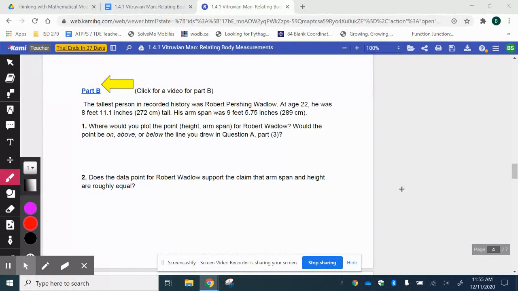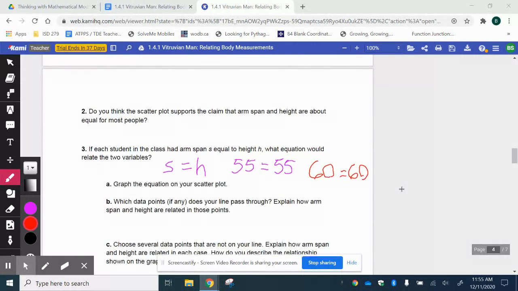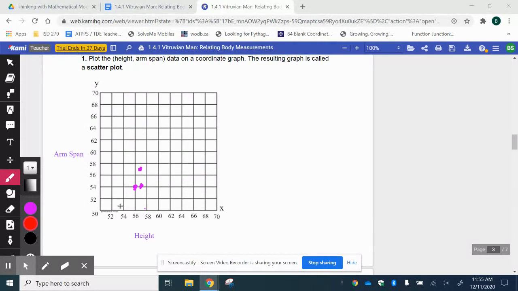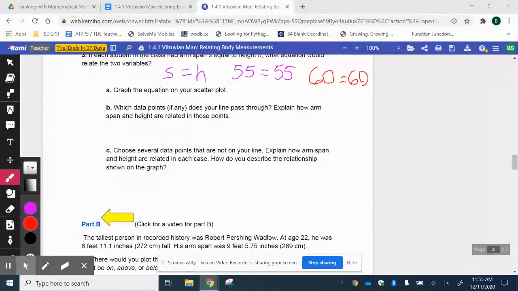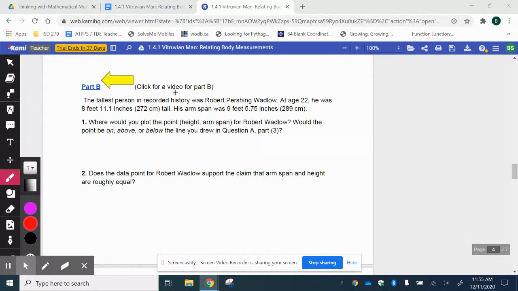Question 1 asks, where would you plot the point, height, and arm span for Robert Wadlow? Would the point be on, above, or below the line you drew in question A, part 3? So going back up to our scatter plot, once we drew this S equals H line on here, where do you think Robert's point is going to go? Is it going to go on, above, or below that line that we drew?